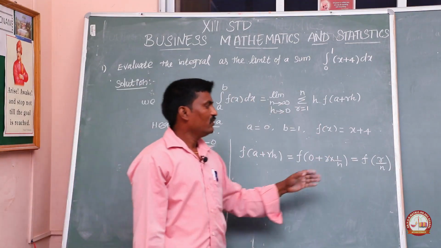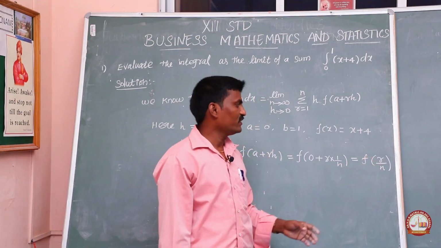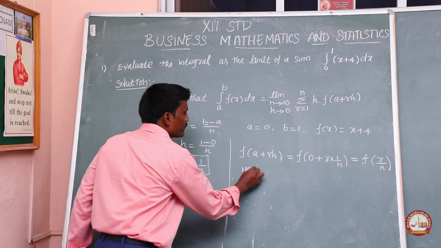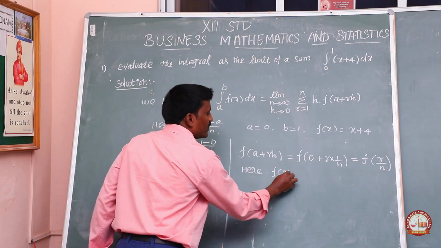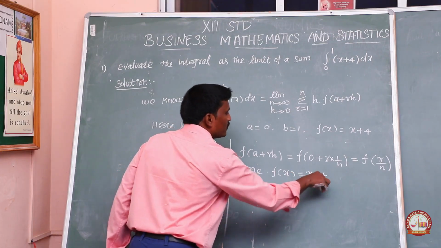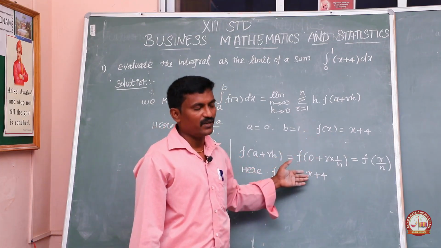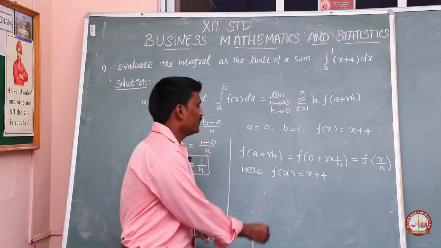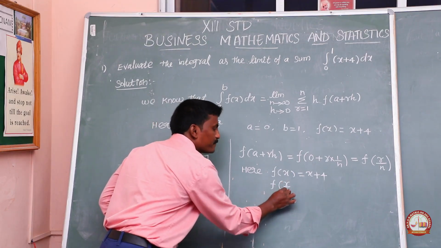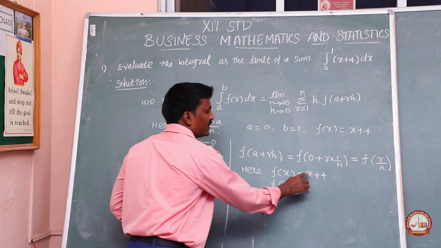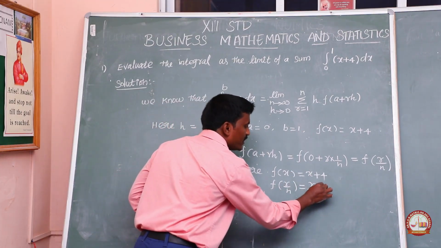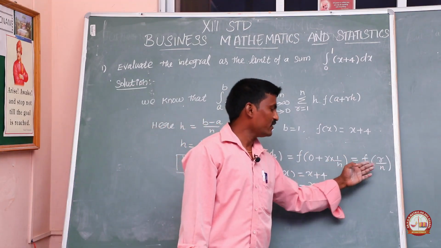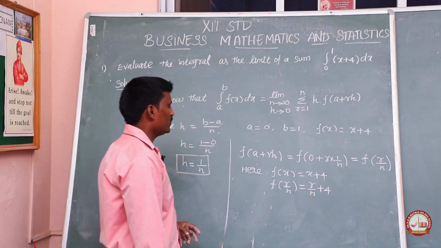Next, to find the value of f of r by n. Here the function f of x equal to x plus 4. To find the value of f of r by n, put x equal to r by n. Here put x equal to r by n plus 4. Therefore, the value of f of r by n is r by n plus 4.